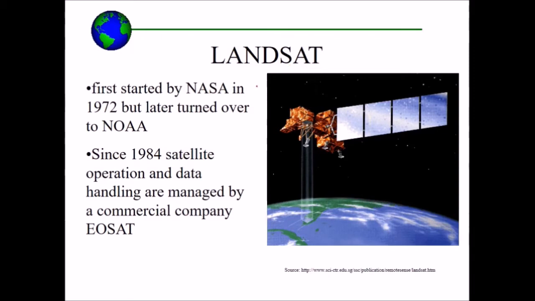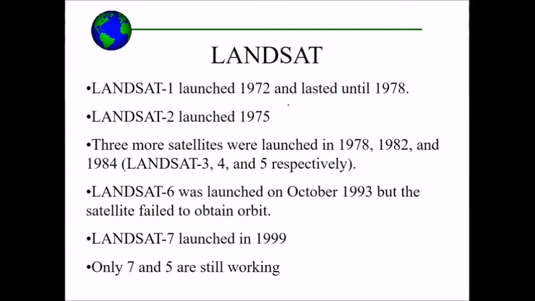This was first started by NASA in 1972. Landsat is the biggest hit, but was later turned over to NOAA. Since 1984, satellite operation and data handling are managed by a commercial company called EOSAT. Landsat 1 launched in 1972, lasted till 1978. Then comes Landsat 2, launched in 1975. 3 more satellites were launched in 1978, 1982 and 1984, that is Landsat 3, 4, 5. Then Landsat 6 in 1993, but it failed. Landsat 7 launched in 1999, and for information, only 5 and 7 are working.